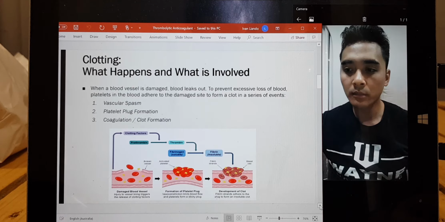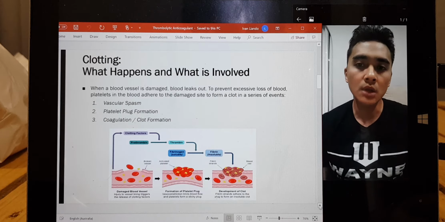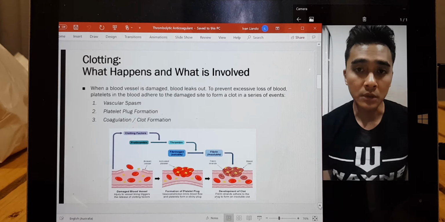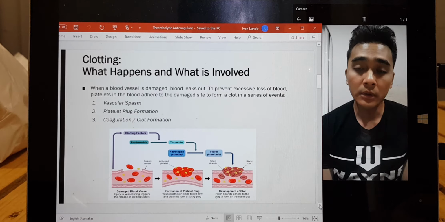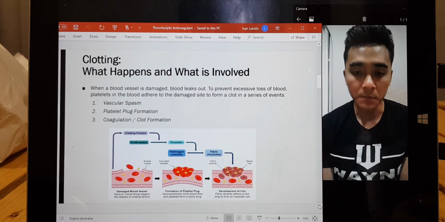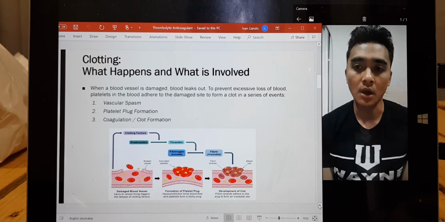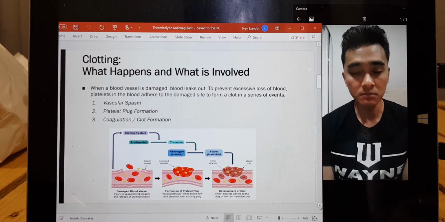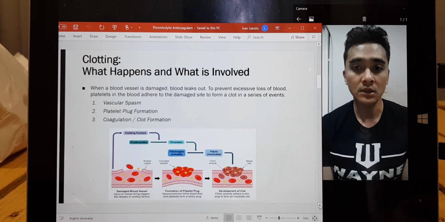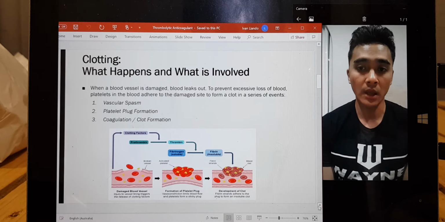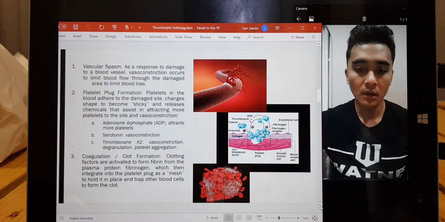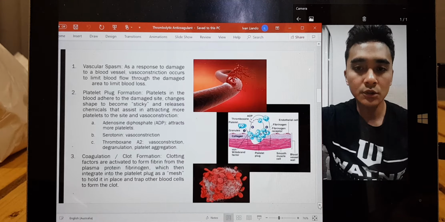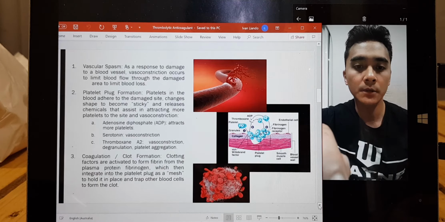There are a number of physiological changes that occur when we damage our blood vessels, and they occur quite rapidly to prevent excessive loss of blood. The main stages that occur in clot formation are: number one, vascular spasm. Second is the platelet plug formation, and lastly, coagulation. So what happens in those stages?